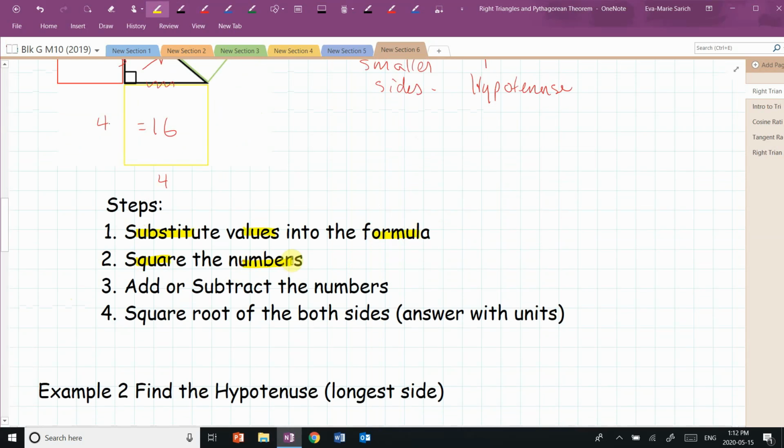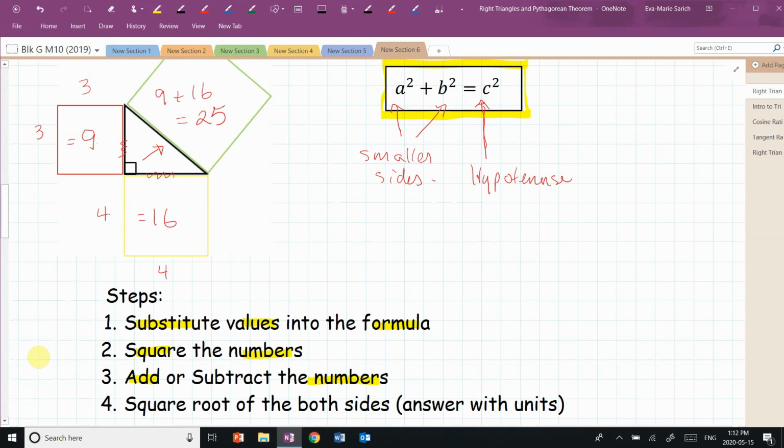Then you're going to square the numbers. So if you're given the two small sides, you square each of those. If you're given the hypotenuse, you square that and one of the small sides. Then you're going to add. So if you're given the two small sides, you're going to add the numbers.